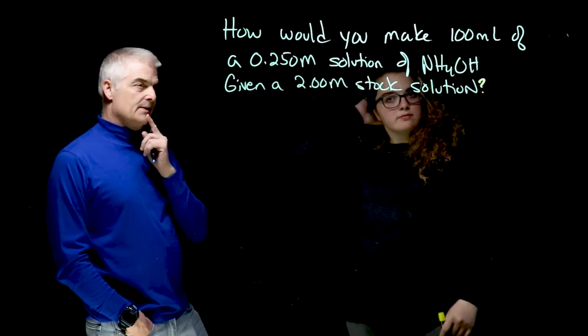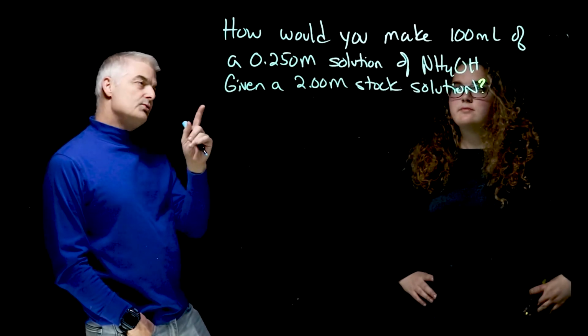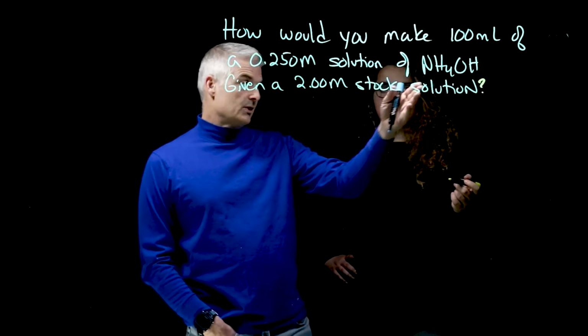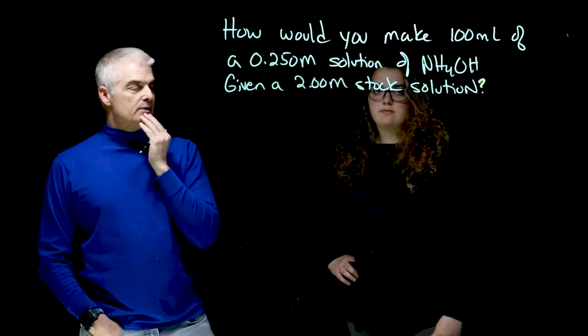So here's our second example, Ms. Bergmann. How would you make 100 milliliters of a 0.25 molar solution of NH4OH, ammonium hydroxide, given this 2 molar stock solution?